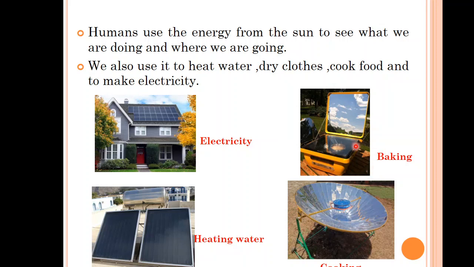And also baking. If you want to bake your cake, you can opt to do it using the energy from the sun. Electricity, we can also produce electricity using the energy from the sun, that is the solar energy. We can see here there are solar panels that provide the house with electricity.